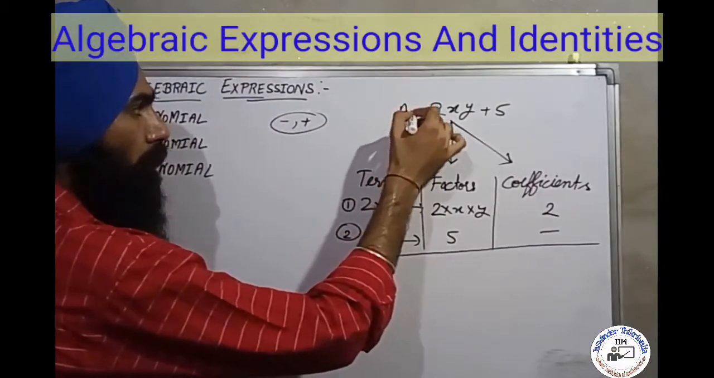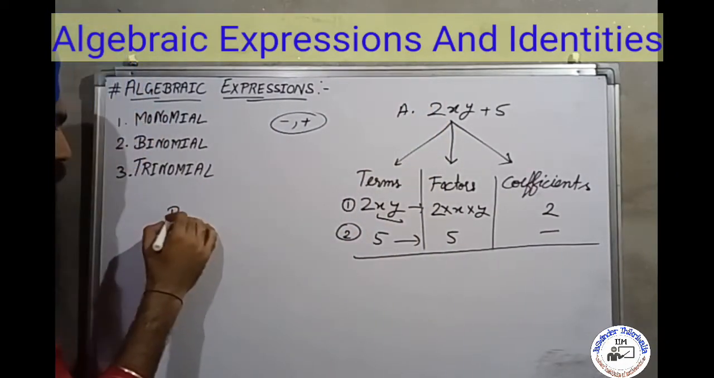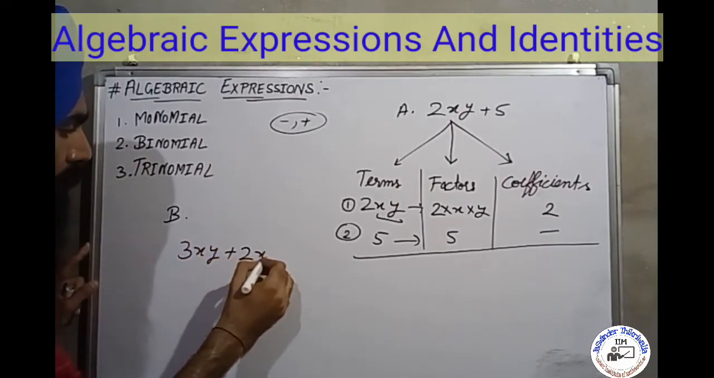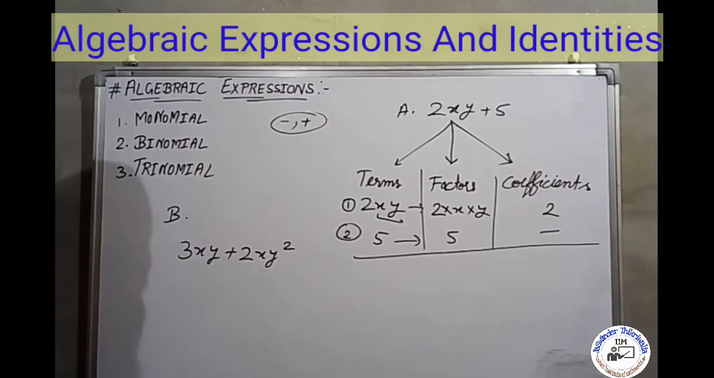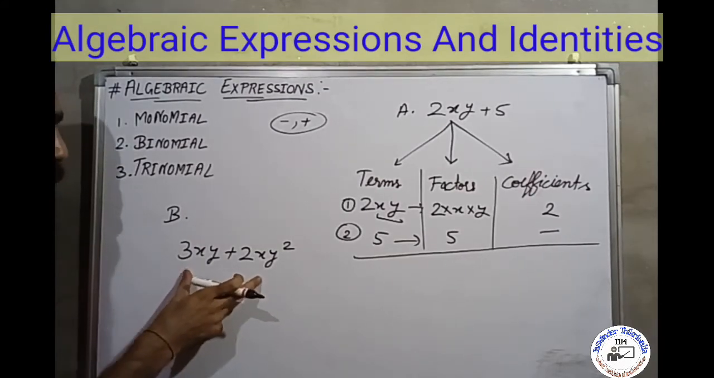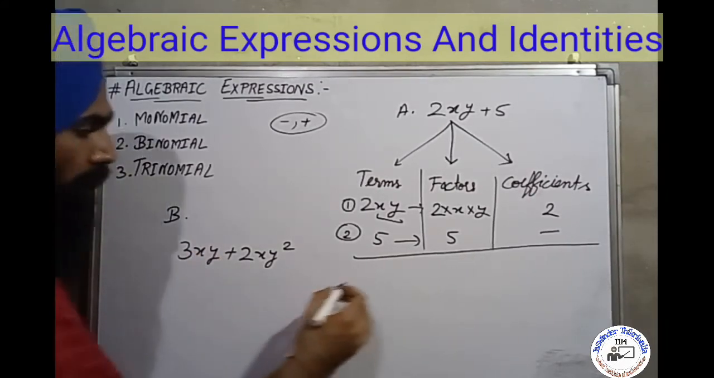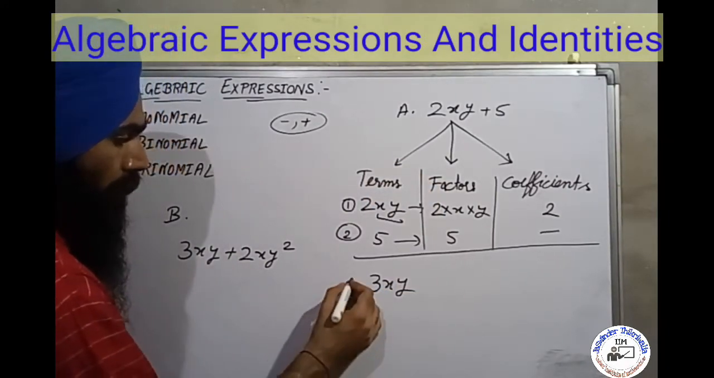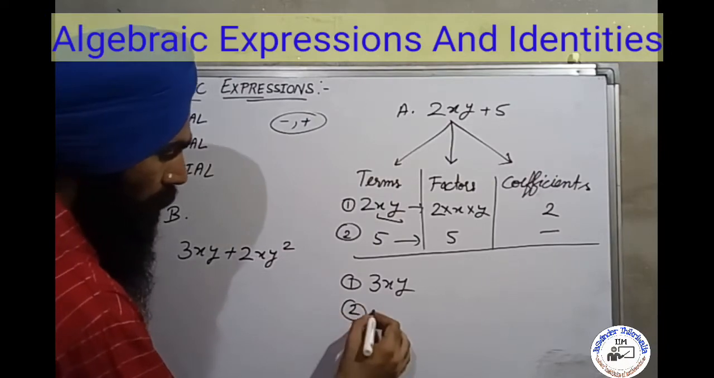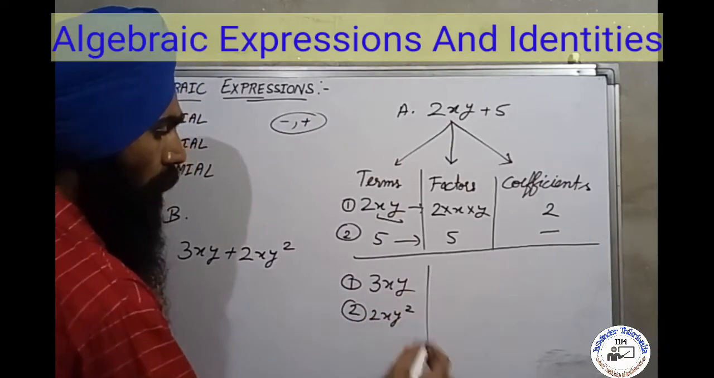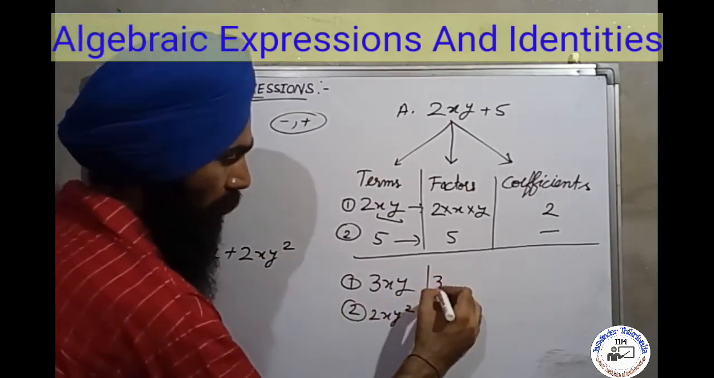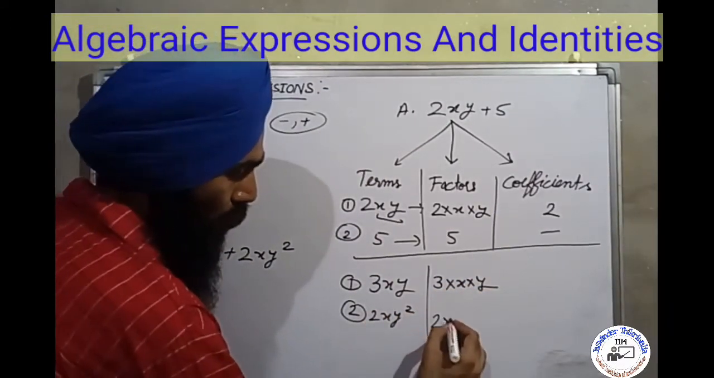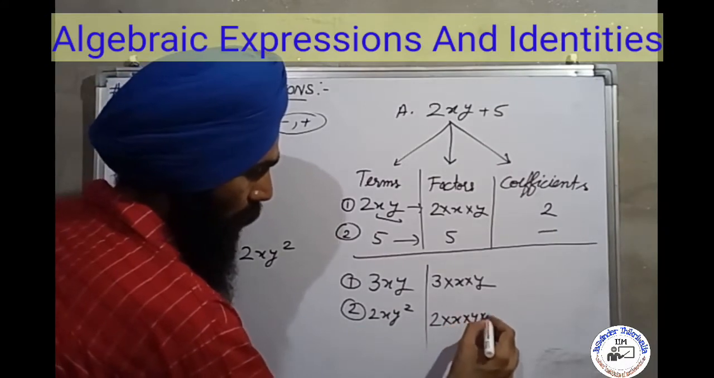Now take the second example. Now we have 3xy plus 2xy square. So now, how many terms does this contain? 2 terms. This is the 3xy term, the first term, and this is the second term, 2xy square. Now what are the factors of these? Its factors are 3 into x into y. Its factors are 2 into x into y into y.